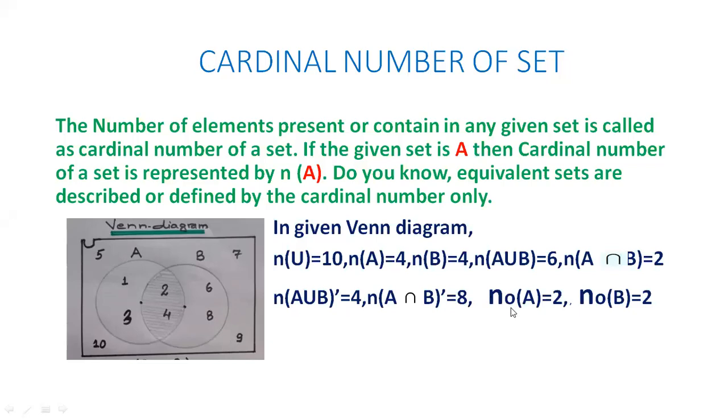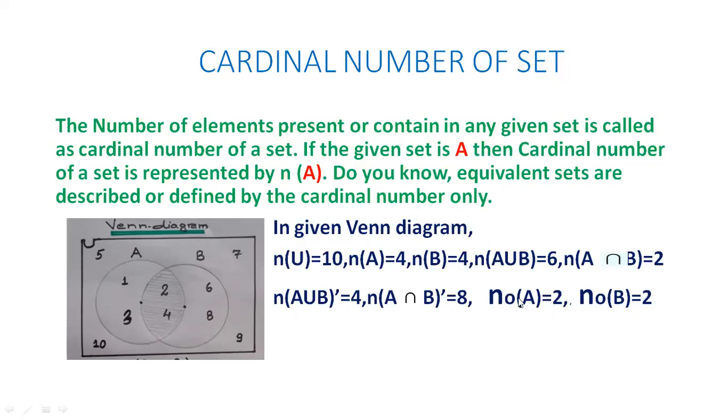What is the meaning of only A? Look here. Only A means this 1 and 3. How many elements are there in only A? 2. 2 elements are there because only A is this 1 and 3. Can you read this one once again?